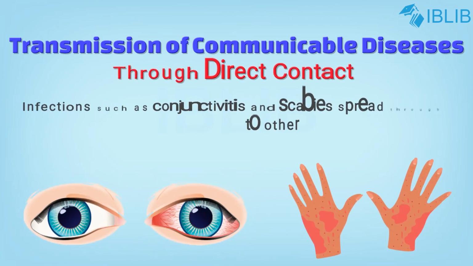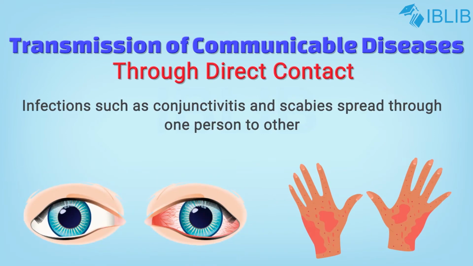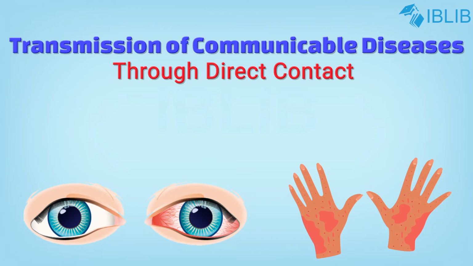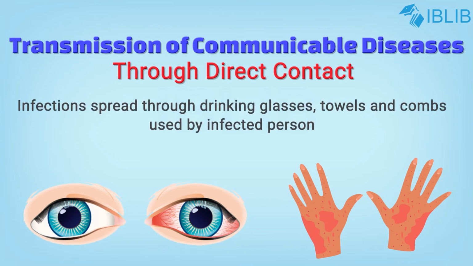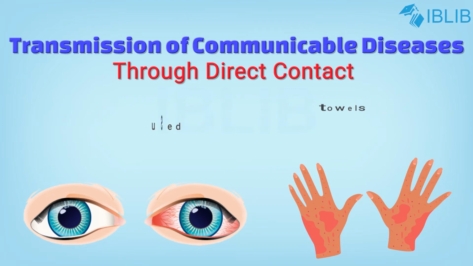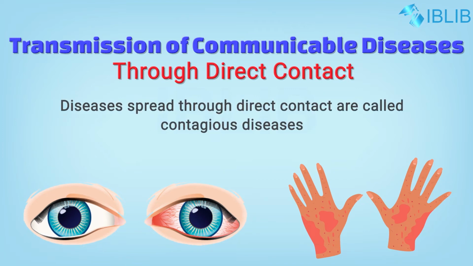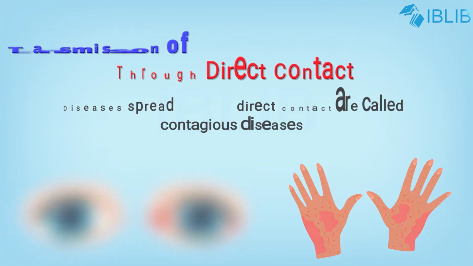Number 3. Through direct contact. Some infections such as conjunctivitis and scabies spread through direct contact between the healthy and an infected person. Sharing things such as drinking glass, towels, and combs used by an infected person can also spread the infection. These are called contagious diseases.